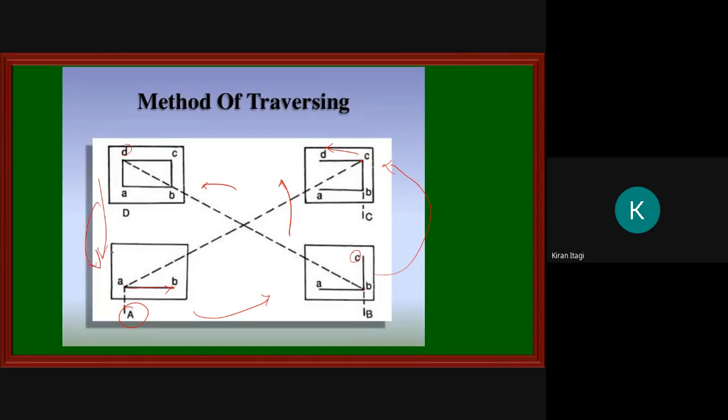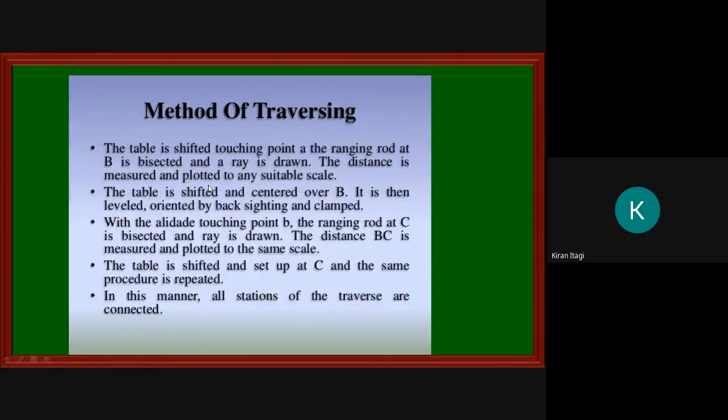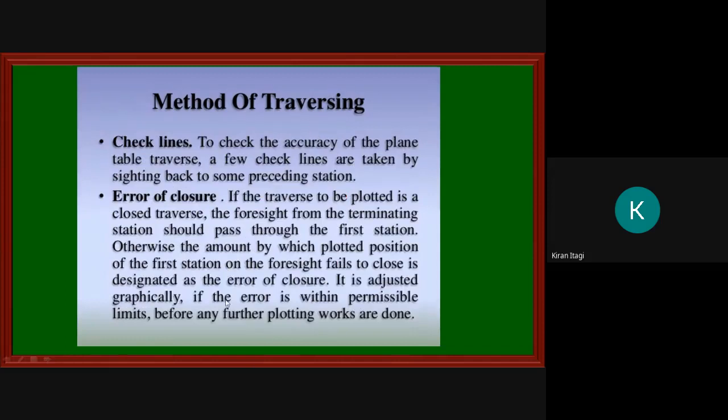It is used when you are not able to measure the maximum number of stations with respect to one station, then traversing is done. From station A, the table is shifted to the station B, and bisecting is done. Okay. Now the table is shifted and centered over B. It is then leveled, everything is done, and it is bisected toward C. Then you set up at station B and you will observe the station D. Okay.